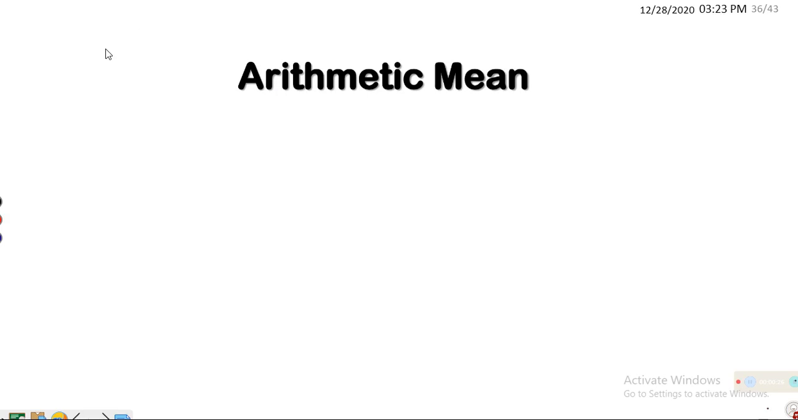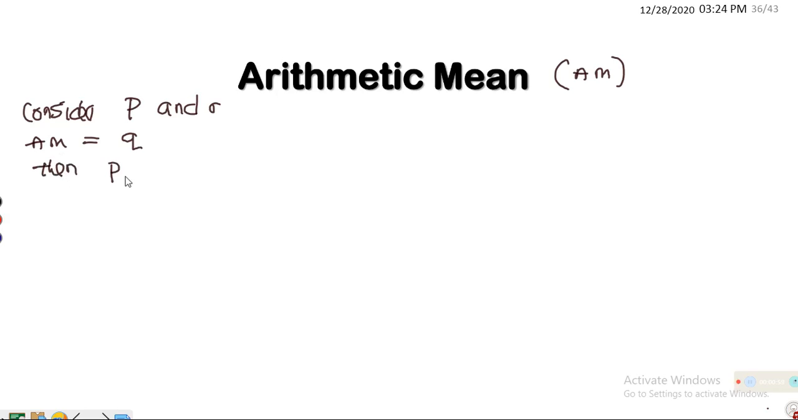So let us continue. When we talk of the arithmetic mean of two numbers, consider the numbers P and R. Let the arithmetic mean, I'll call it AM, of these numbers equal Q. So then if Q is the arithmetic mean, we have that P, Q, and R form an arithmetic progression.